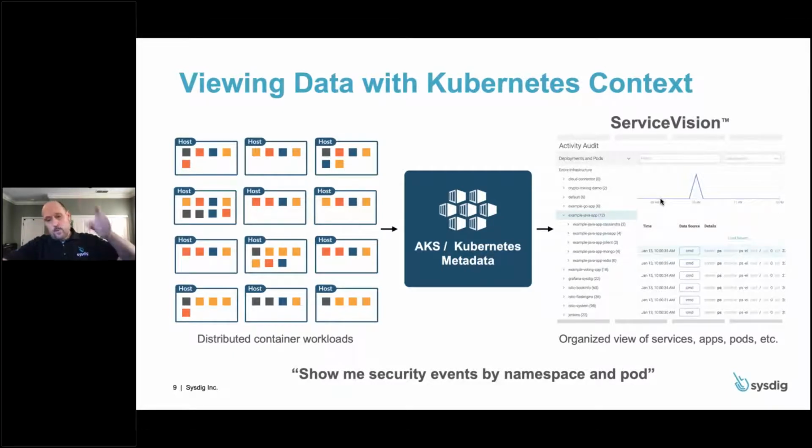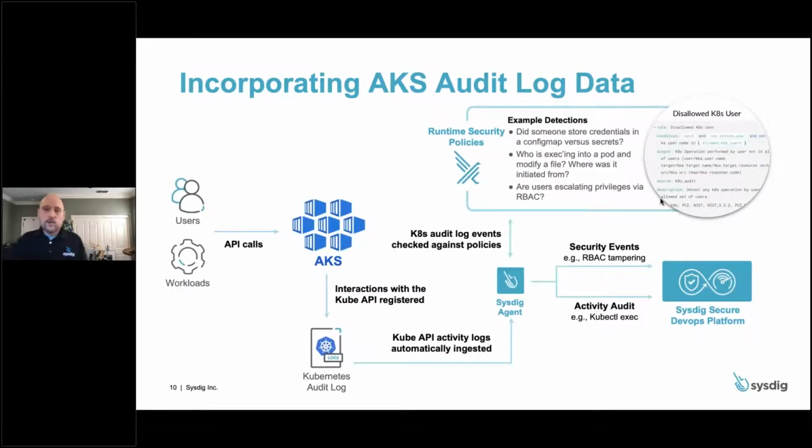But wait, there's more. Of course, there's always more. Now, one of the things that Kubernetes gives us that AKS fully supports is the Kubernetes audit log. So what does that audit log do? It's basically capturing interactions with the Kube API. So if you see the workflow here kind of from left to right and back and forth, right? As a user, as a workload that I've spun up on AKS, there are things happening. Those interactions are registered with the Kube API.